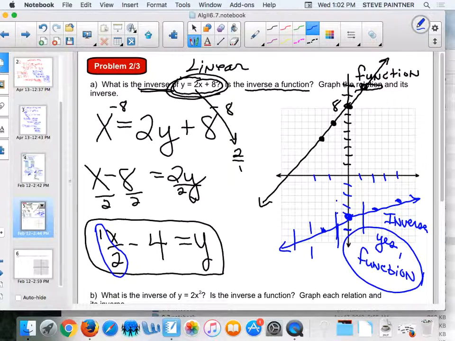Wait, so which one's the function? You know what? They're both functions. If I drew a vertical line through here, I'd hit it once. But the inverse is what I'm asking. Is the inverse a function? So what's the one in black? The black one is the function. It's this one.